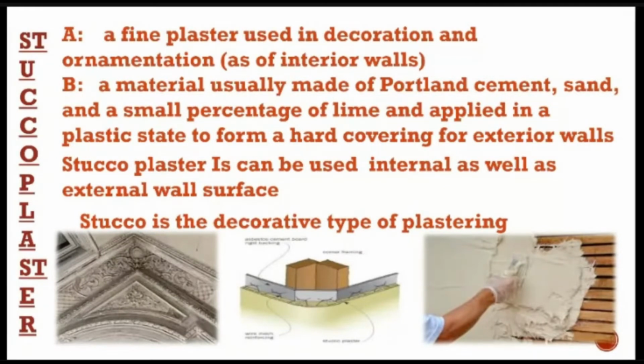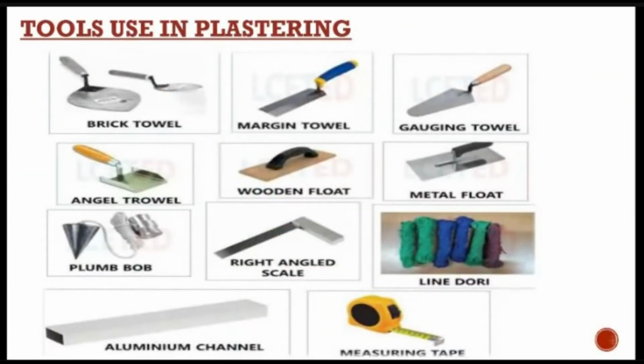Stucco plastering. A fine plaster used for decoration and ornamentation of interior walls. A material usually made of Portland cement, sand and a small percentage of lime, applied in a plastic state to form a hard covering for exterior walls. Stucco plaster can be used on internal as well as external wall surfaces. Stucco plaster is a decorative type of plastering. Tools of plastering.